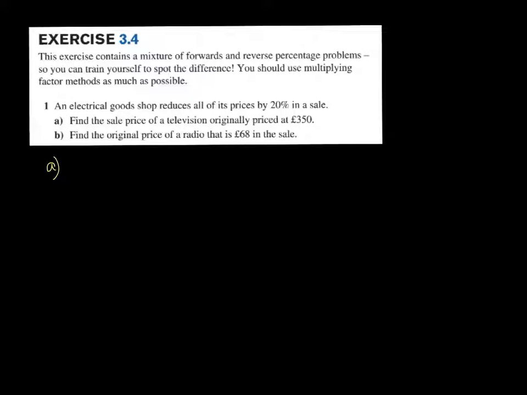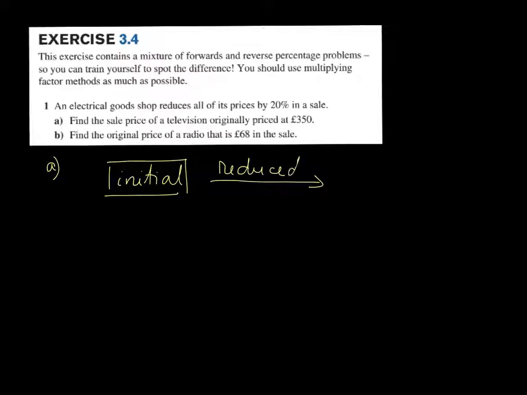So whatever costs an item, let's call it initial cost, it is reduced by 20% to give me the final cost. Question A says, find the sale price of a television originally priced £350.